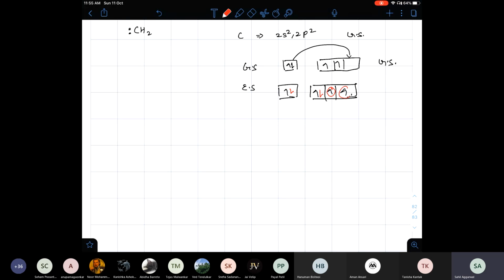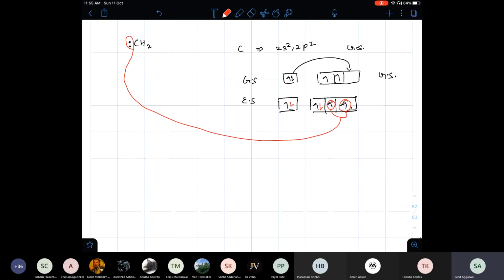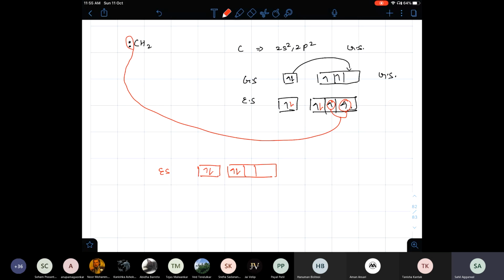Now these are the two electrons we are talking about. Understood? Now these electrons can be paired up. ये दोनों इलेक्ट्रॉन्स पेयर अप हो सकते हैं. Or these two electrons can be present separately as they are already present. So these can be the two cases with the electrons.